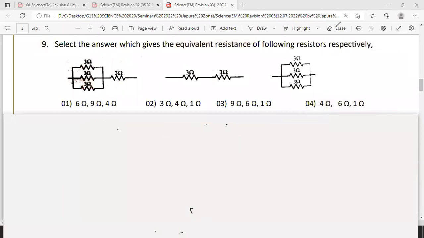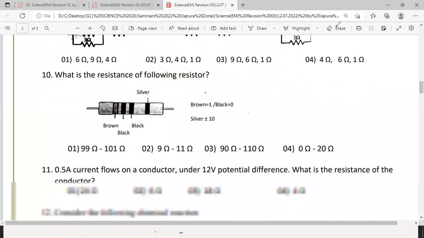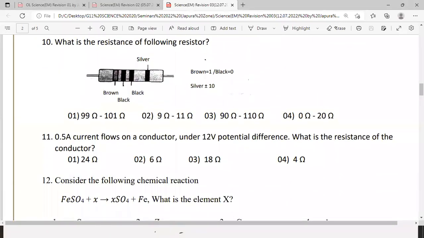Right. I'll read the screen. Question number 10. 10th MCQ, the range of the resistance. You can see, look at the answers. They have given the range of the resistance. When you are given a resistor like this, there are first 3 color bands. You can directly get the resistance from the first 3 colors.